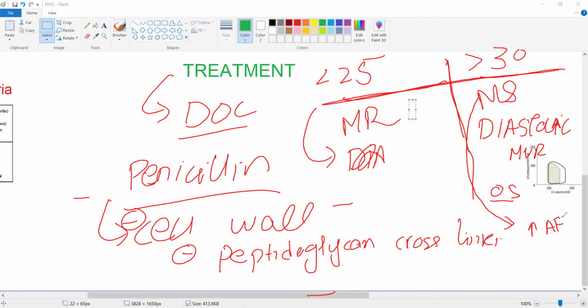Anything that leads to enlargement of the left atrium will increase the risk of atrial fibrillation. What is the origin of atrial fibrillation? Pulmonary vein, right? And the mitral regurgitant murmur is holosystolic. It is a holosystolic murmur, right? And it radiates to the axilla, right?